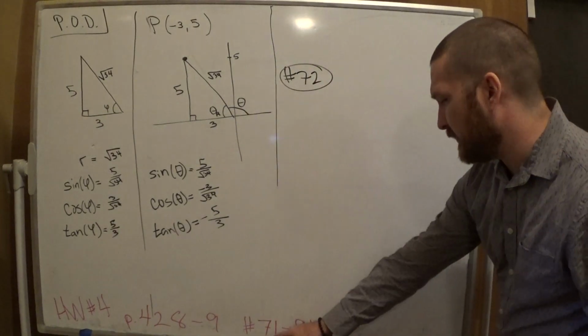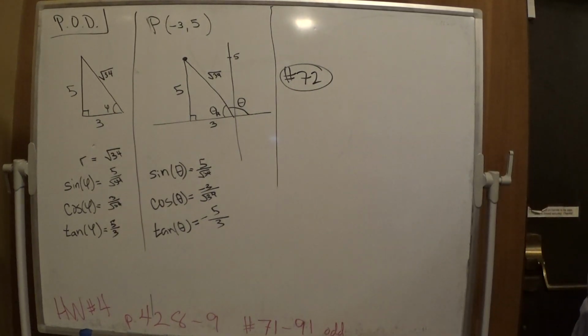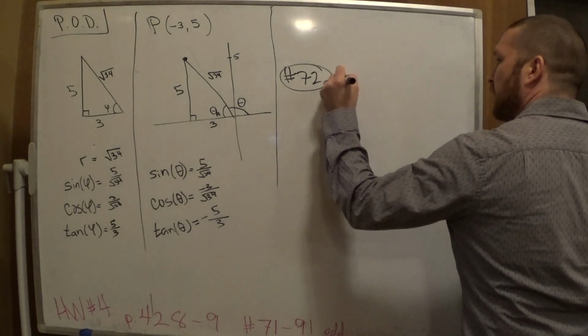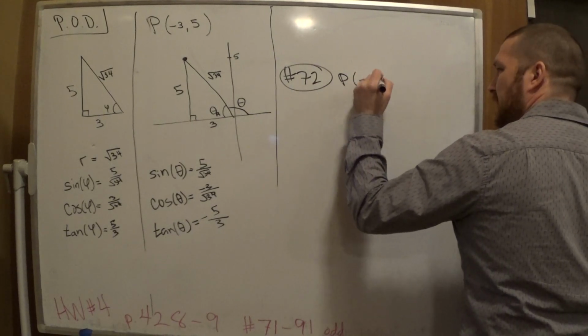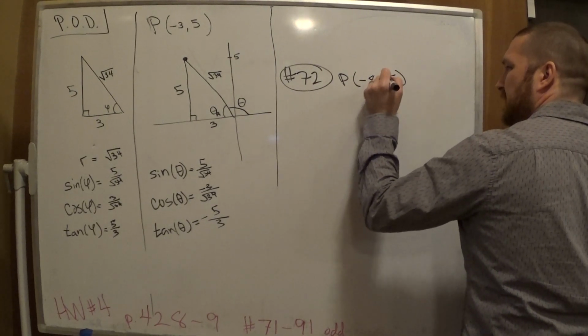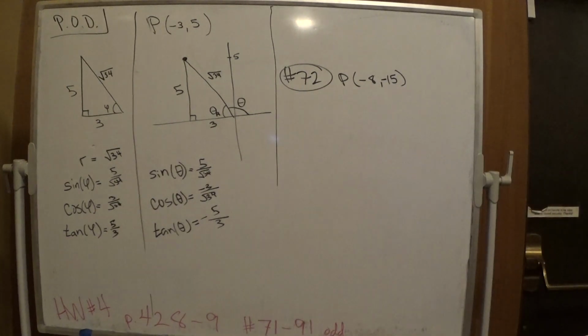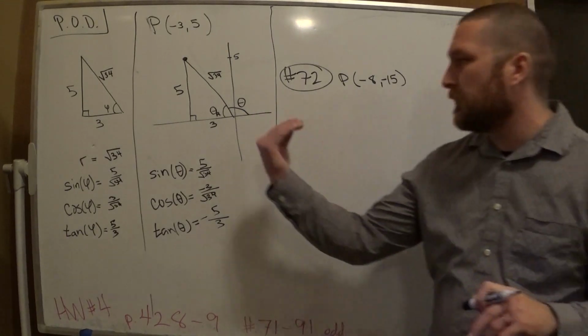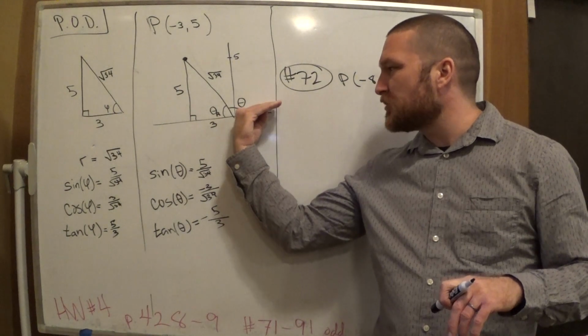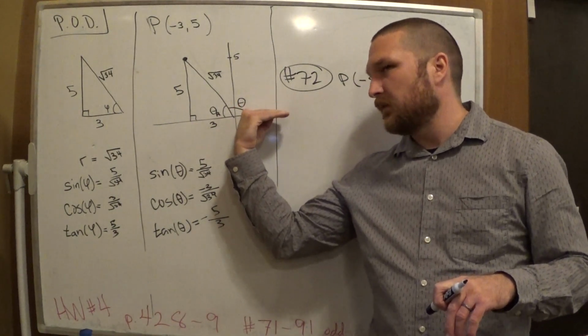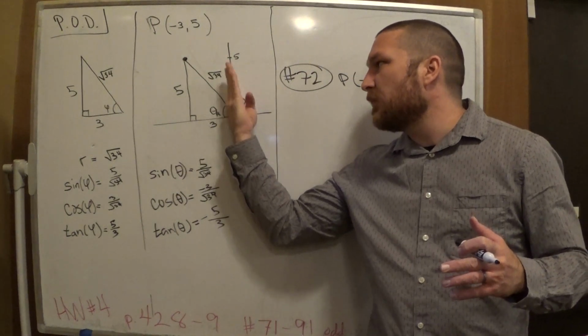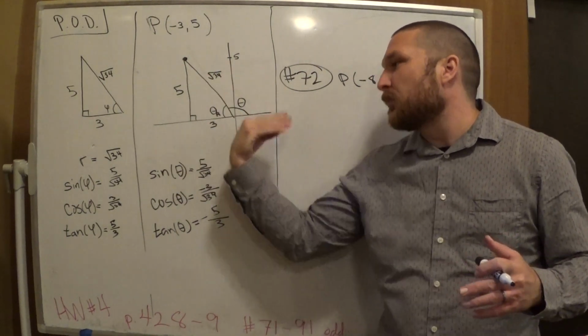Your homework starts with number 71, this is number 72. Oh, I did write on it. It says the same thing that we were just doing. The point is at minus 8 comma minus 15. It says, I'm just going to go ahead and read it out: find the exact values of the 6 trigonometric functions of theta if theta is in standard position and P is a point on the terminal side. I said that earlier, but just so that we're all clear, as you measure an angle, you're starting here, so that's the initial side, and the terminal side is where it ends, where it terminates.